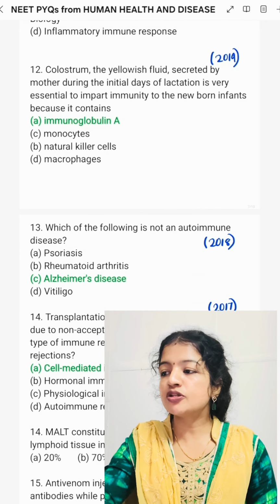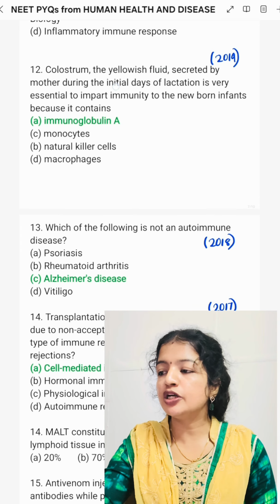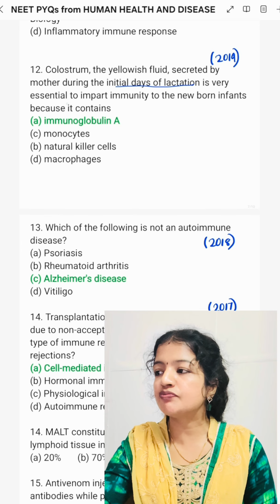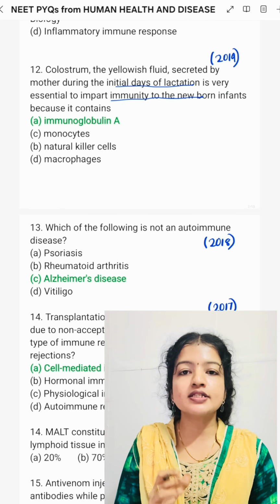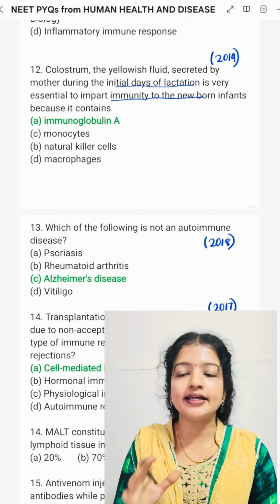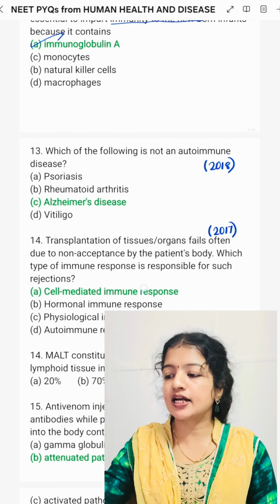Then colostrum, the yellowish fluid secreted by the mother during the initial days of lactation, is very essential to impart immunity to the newborn infants because it contains immunoglobulin A. Option A is the correct answer.